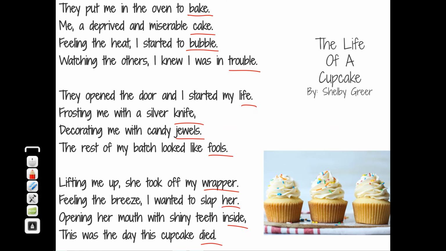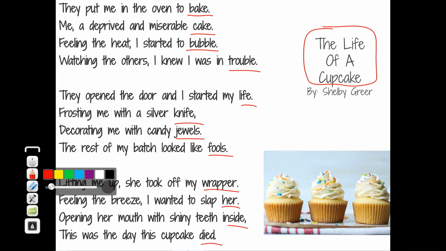So if we're looking at the first one, they put me in the oven to bake. Oh, by the way, this is the poem, The Life of a Cupcake, which I thought you guys would enjoy. They put me in the oven to bake, me a deprived and miserable cake. Feeling the heat, I started to bubble. Watching the others, I knew I was in trouble. So if we're looking at what's rhyming in these, we see that bake sounds a lot like cake.